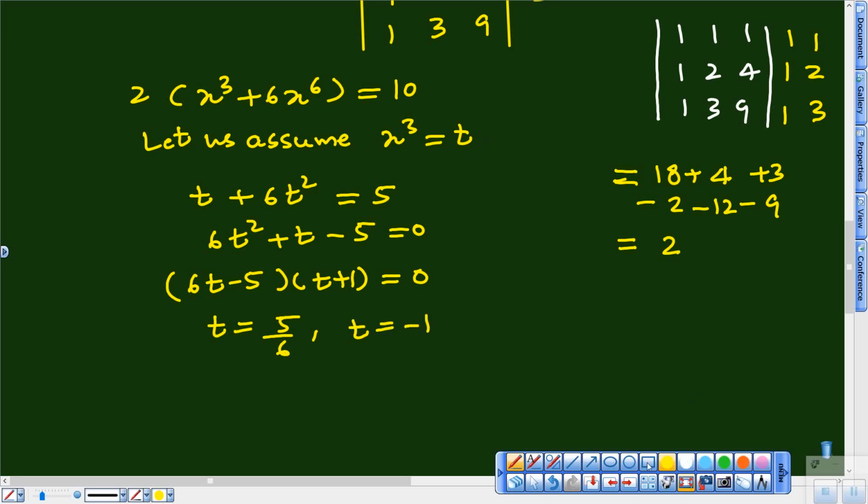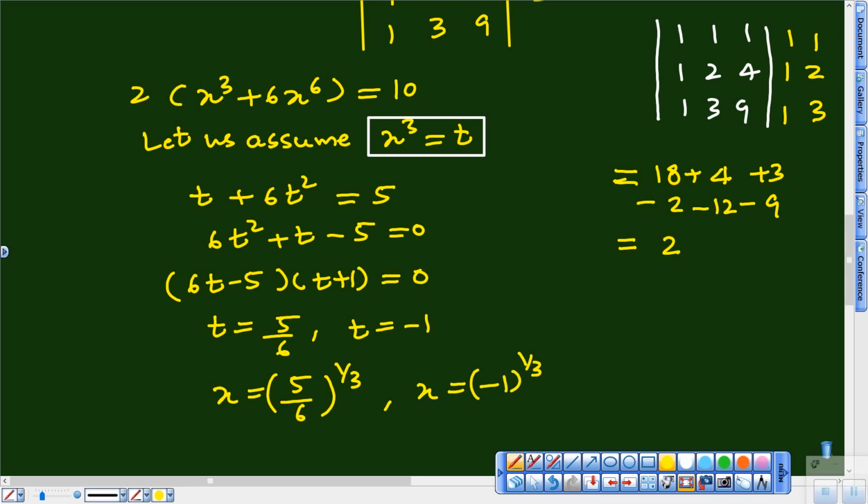Remember that t is nothing but x cube. We require to find the value of x. That's why x would be cube root of 5 by 6, comma x would be cube root of minus 1, which is minus 1, because we are supposed to take only the real cube root. Had we wanted the complex ones also, we would have got the complex cube roots of unity also. But since only the real root is required, there are only two answers.